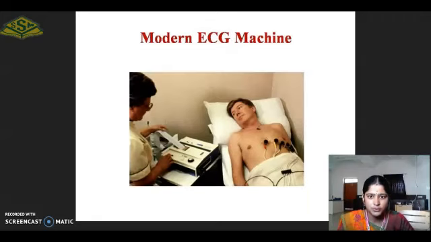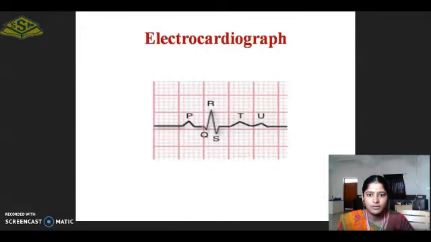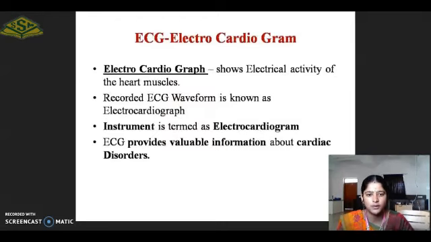So this image shows a modern ECG machine. This image shows an early commercial ECG device, which was used at the time of 1911. This type of graph is called an electrocardiograph. That is, the recorded ECG waveform is known as an electrocardiograph, and this electrocardiograph provides valuable information about cardiac disorders.